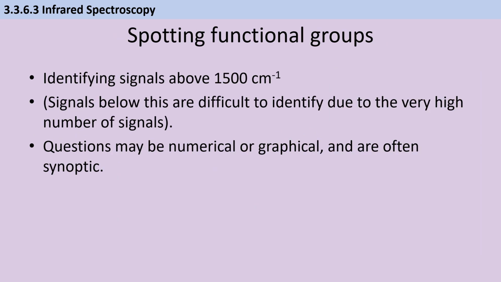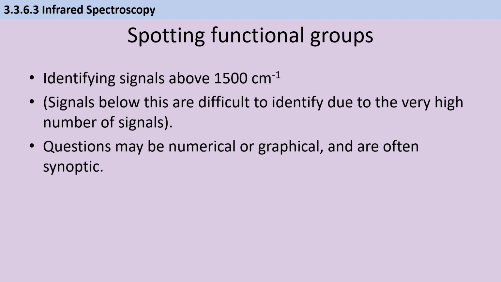So what are you actually expecting from exam questions? Well, you're going to be identifying signals and the functional groups that they correspond to in the region that is above 1500 centimetres to the -1. The reason that you're only looking at the left-hand side of the spectrum output is that there you're going to get fairly clear and unambiguous signals, whereas to the right of 1500, it's this really dense region with lots and lots of signals. It's what we call the fingerprint region, and basically it's impossible to spot anything in there because there's just too much going on.